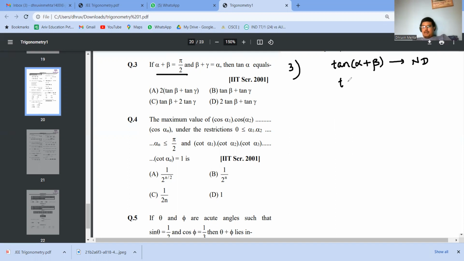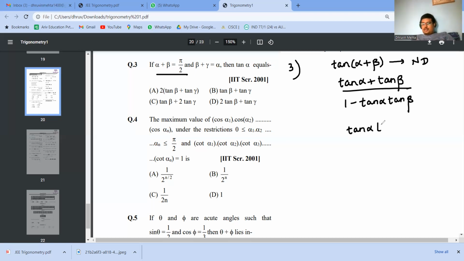Now what is the formula for tan of alpha plus beta? It is tan alpha plus tan beta upon 1 minus tan alpha tan beta. You guys have to tell me, when is this fraction going to be not defined? If the denominator is 0, it's going to be not defined. And denominator 0 would mean that tan alpha tan beta is 1. That is the first conclusion.